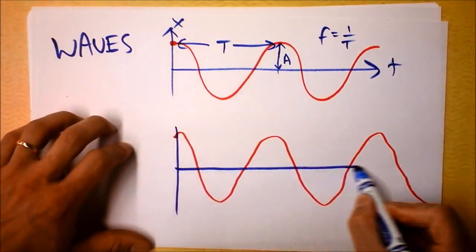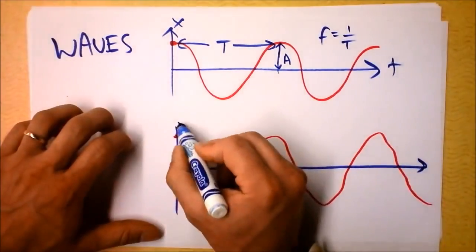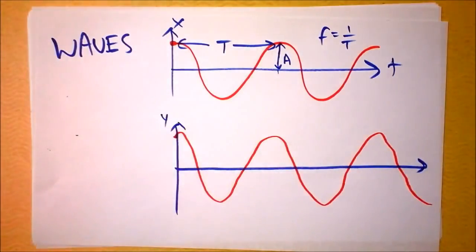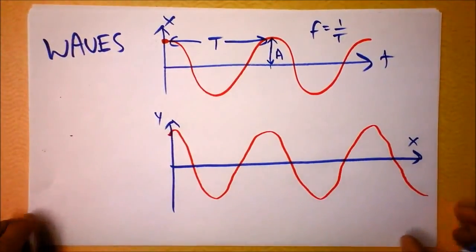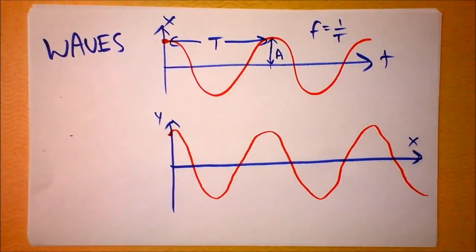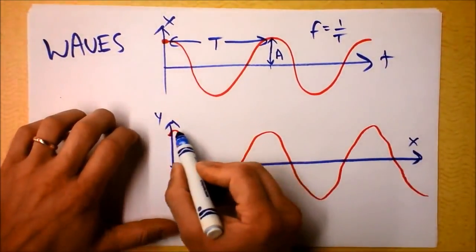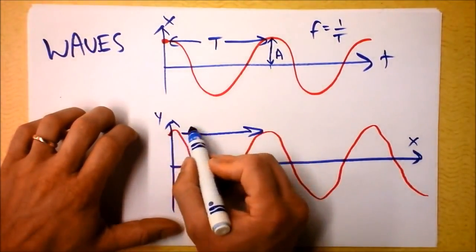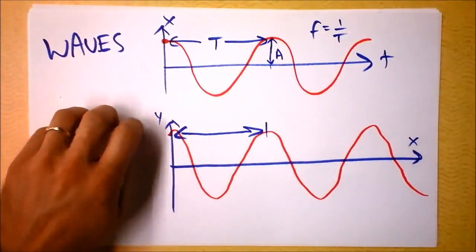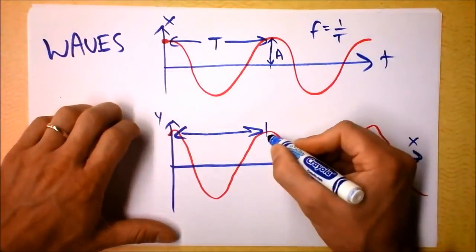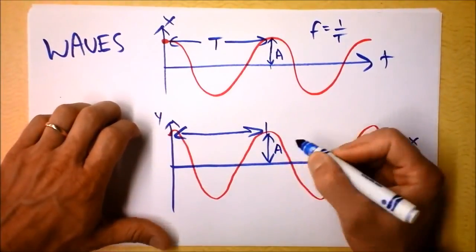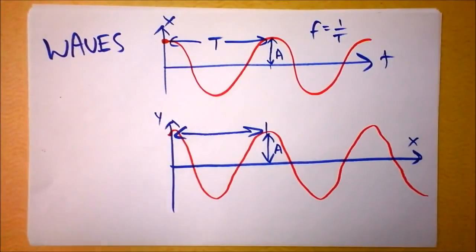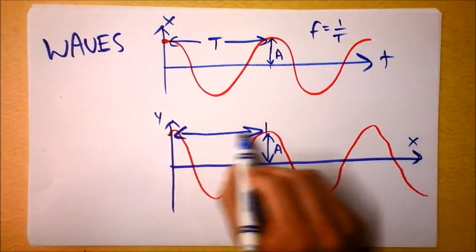I'm going to try to draw some axes on this and say that this is position maybe in the y direction versus position, let's say, in the x direction. So now, oh man, now we've got different things to define. This distance is a distance, no longer a time. So it's not period. This distance right here, this still is the amplitude. What should we make of this distance right here?